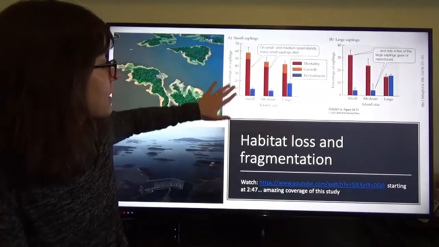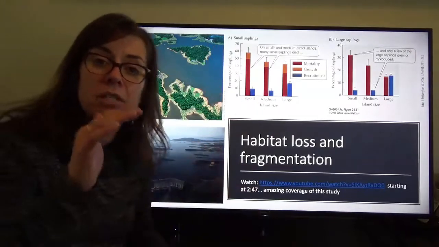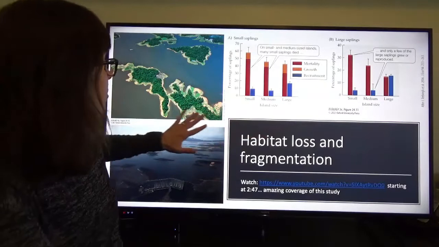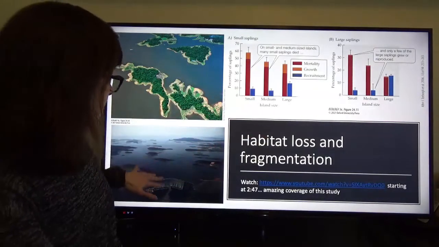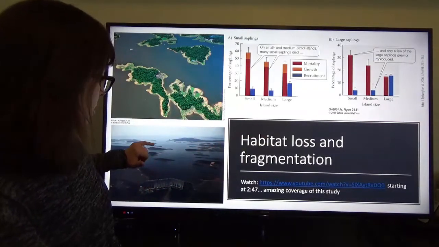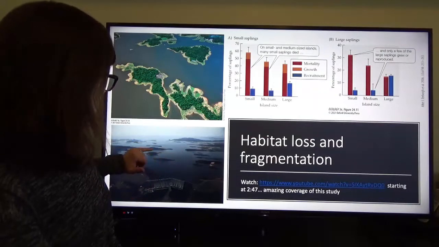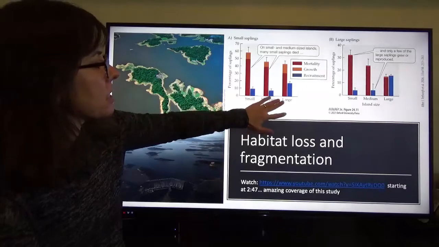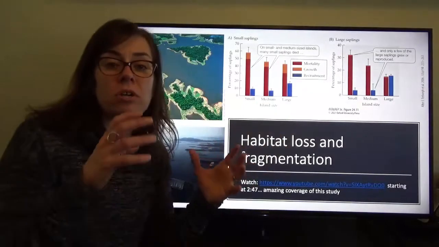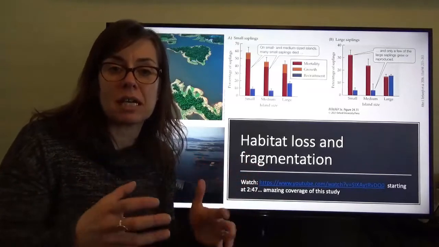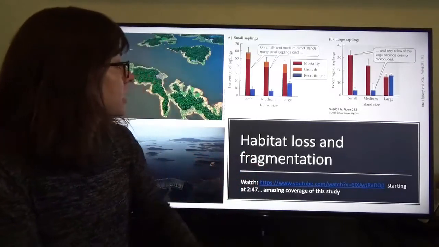So on the y-axis we have percentage of saplings. Saplings are just small trees, and we have the island size here. So not only did the whole landscape get fragmented, but islands are of different sizes. You can see a small island there and a large island there and maybe a medium-sized island there. So they were able to not only look at fragmentation, but also at fragment size and how fragment size might mediate the response.